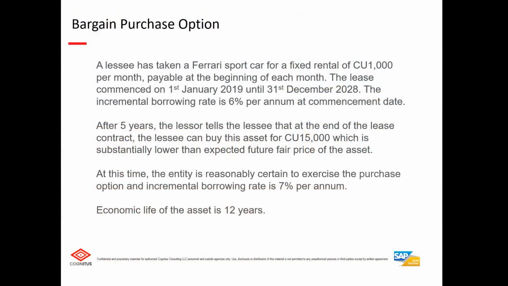Today we'll be showing how to simulate the bargain purchase option on IFRS 16 using our solution. First off, the bargain purchase option exists when the lessee has the opportunity to buy the asset that they are leasing for a very cheap price at the end of the lease. So let's say a lessee has taken a Ferrari sports car for a fixed rental of 1,000 currency units per month payable at the beginning of each month. The lease commences on 1st January 2019 until 31st December 2028. The incremental borrowing rate is 6% per annum at the commencement date.